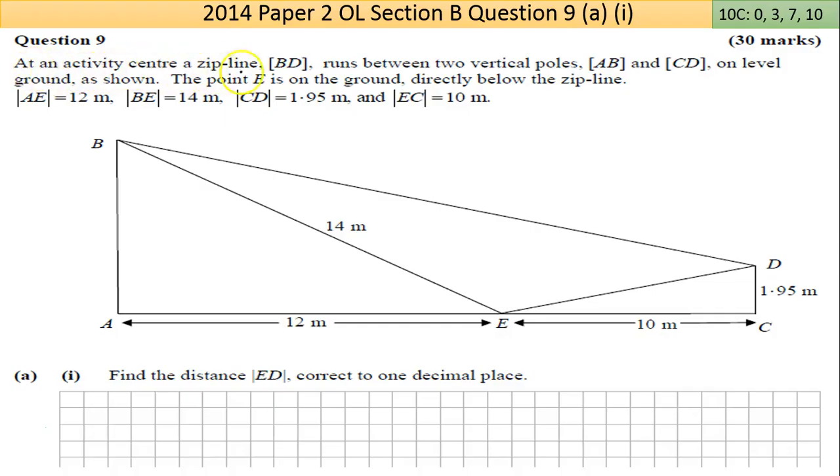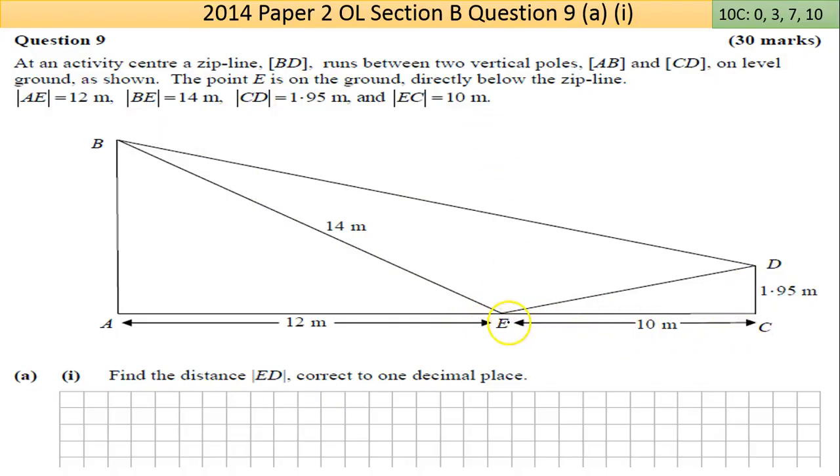At an activity centre, the zip line, which runs from B to D, runs between two vertical poles, so the pole AB, the tall one, and a smaller pole DC, CD, on level ground as shown. The point E is on the ground, and directly below the zip line. The length of AE is 12 meters. The length of BE is 14 meters. The length of CD is 1.95, and the length of EC is 10. So all the information we're given is on the diagram.